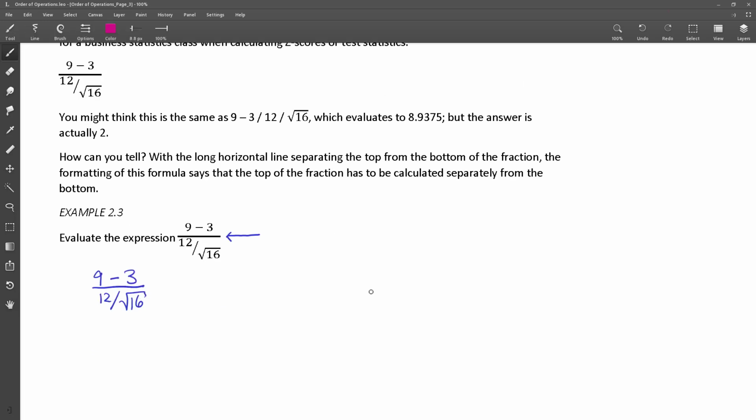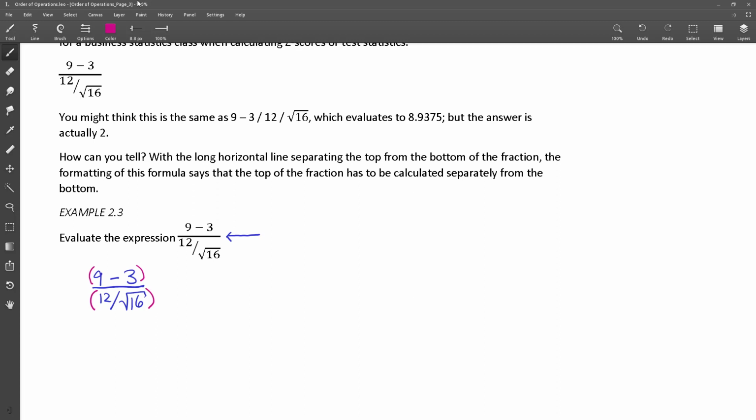Now, showing the formula this way is often considered to be enough to show what you're supposed to do here. That long horizontal line is separating the top from the bottom, so we have to separate the top from the bottom in the calculation as well. The way we do that, using the tools that we've already gone over, is to think of the top and the bottom as surrounded by parentheses. So if we enclose 9 minus 3 in parentheses, that is going to take place first. If we enclose 12 divided by the square root of 16 in parentheses, that is going to take place next. And then the division signified by the horizontal line will take place last, which is what we actually want to do.